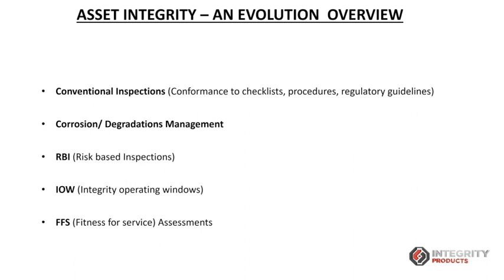So what about asset integrity in general? What has been done? What is the evolutionary journey for asset integrity? Moving back 3 or 4 or 5, 6 decades, there has been the trend of conventional inspections. The plant inspection people used to care about the thickness loss, visual inspections, then came the radiography, and all these inspections were being conducted as per certain checklists and documented procedures.